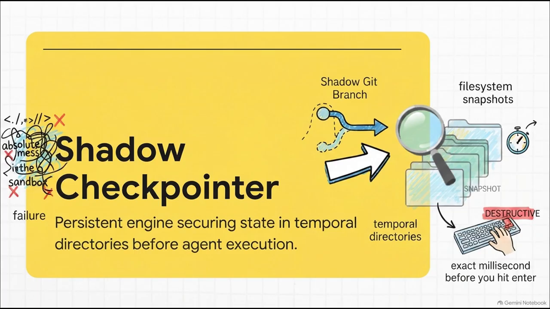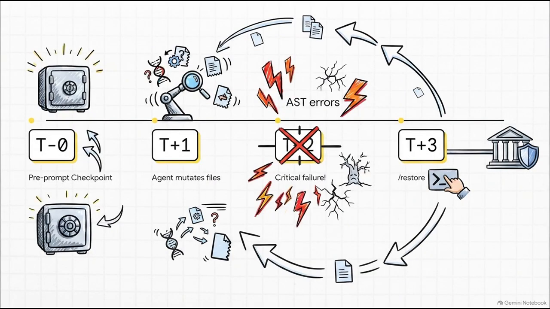By definition, this is a persistent engine maintaining shadow Git branches, file system snapshots, or temporal workspace directories to secure state before agent execution. In plain English, that means it was quietly maintaining a snapshot of your codebase, creating temporal directories the exact millisecond before you hit enter on that destructive JWT prompt. Let's actually track how this plays out on a timeline.